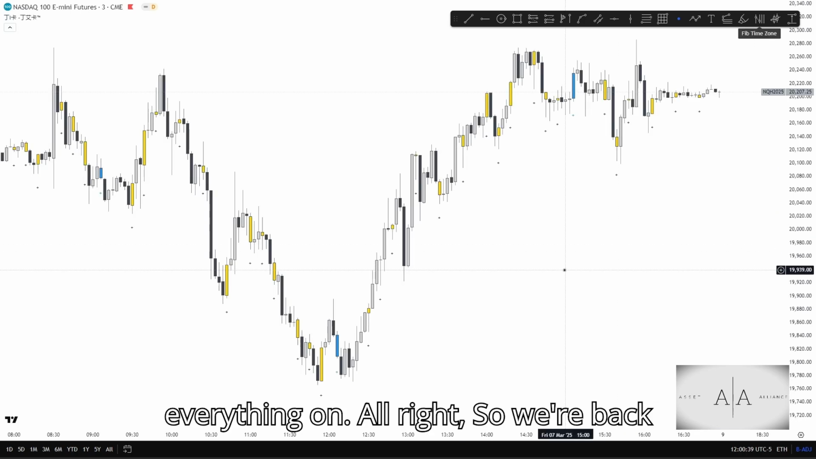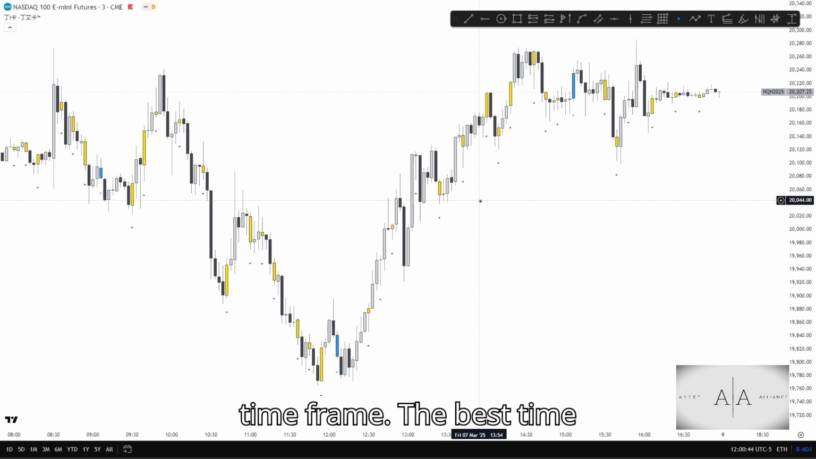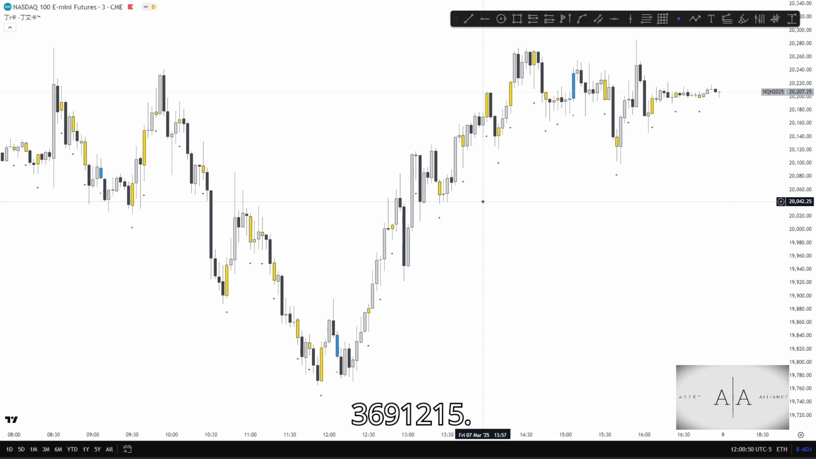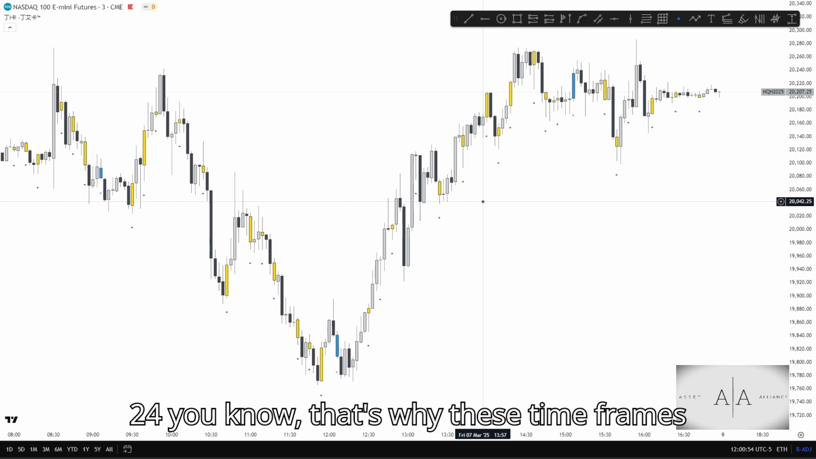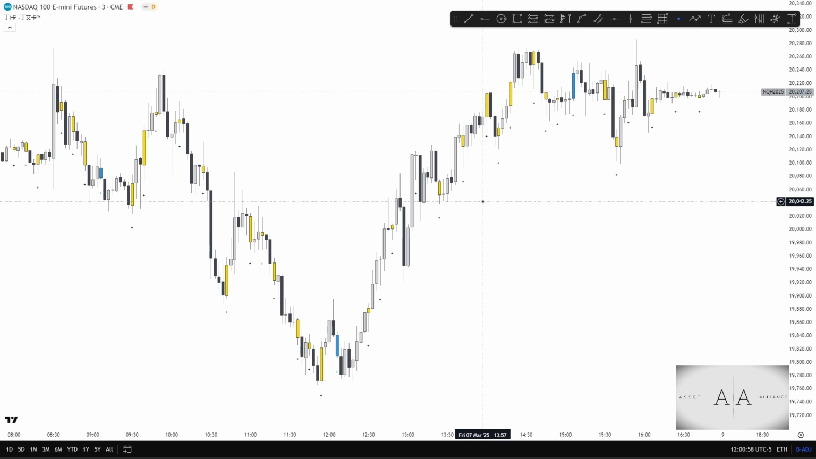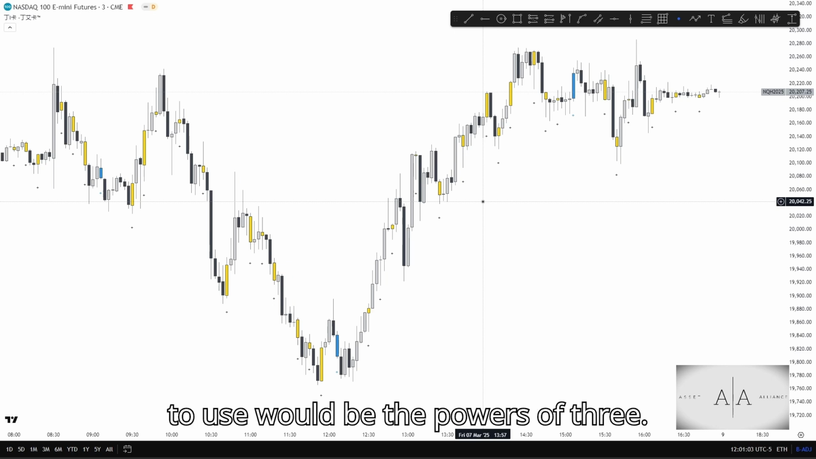All right, so we're back on current day on NQ on the 3 minute time frame. The best time frames to work with tack are powers of 3: 3, 6, 9, 12, 15, 24. That's why these are the time frames available that I've voted in. But yeah, the best time frames to use would be the powers of 3.